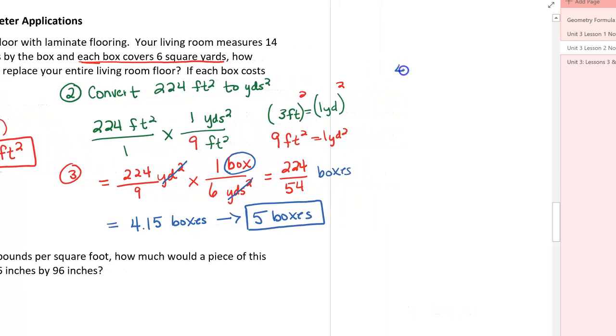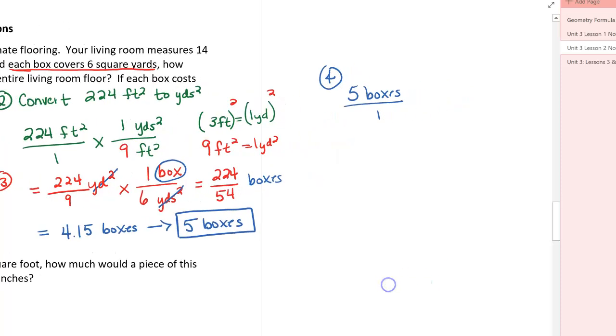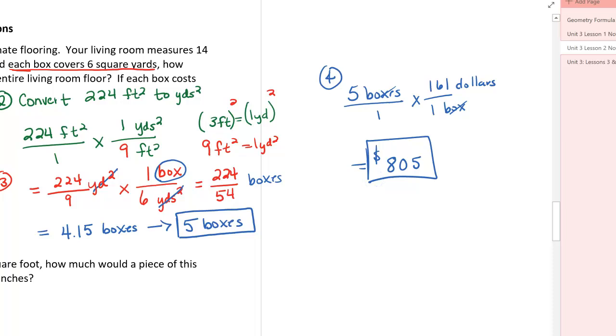So the last thing we have to do is figure out the cost to this. So if I need 5 boxes, now you probably don't need unit analysis for this, but just to show you how you can use it to figure out the cost, one box costs $161. So 5 times 161 gives us 805. 1 times 1 is 1. Our boxes cancel, and then we're left with dollars. So we need 5 boxes, and it will cost us $805.